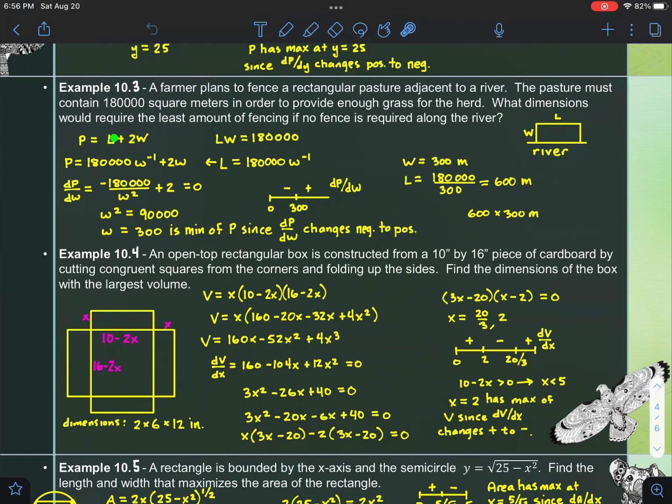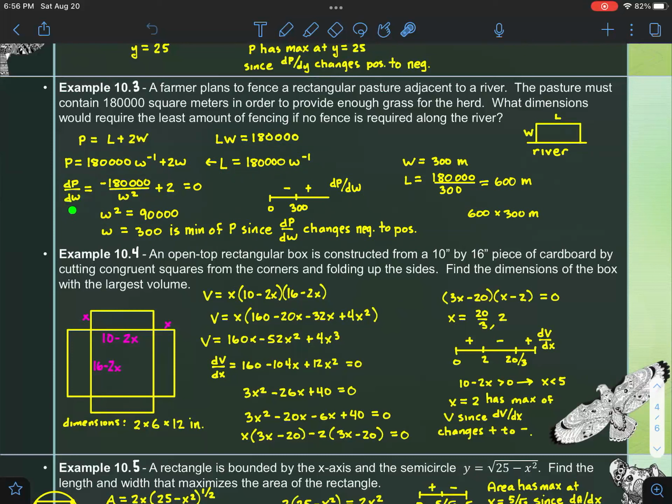But I'd like to remove one of these variables if possible. So I'm looking for other information that might point to a secondary equation. And it's this bit about the square meters, that's area. Length times width is going to be 180,000, okay? So length then is 180,000 over W. I make a substitution then over here. And now we're ready for the calculus step.